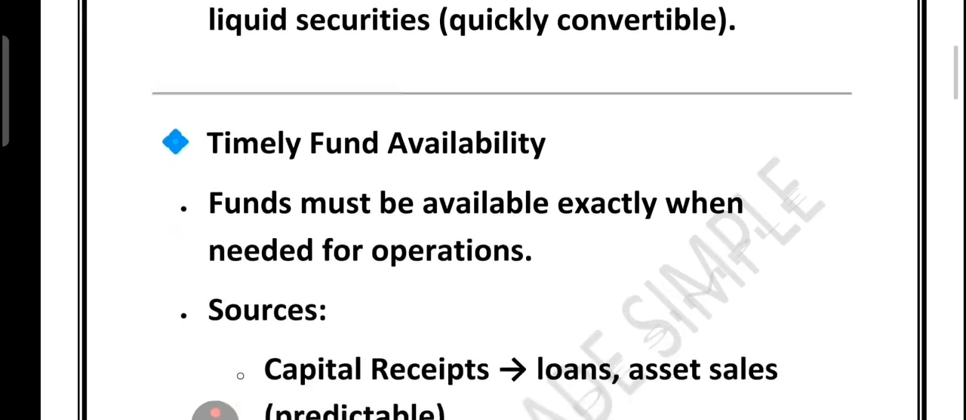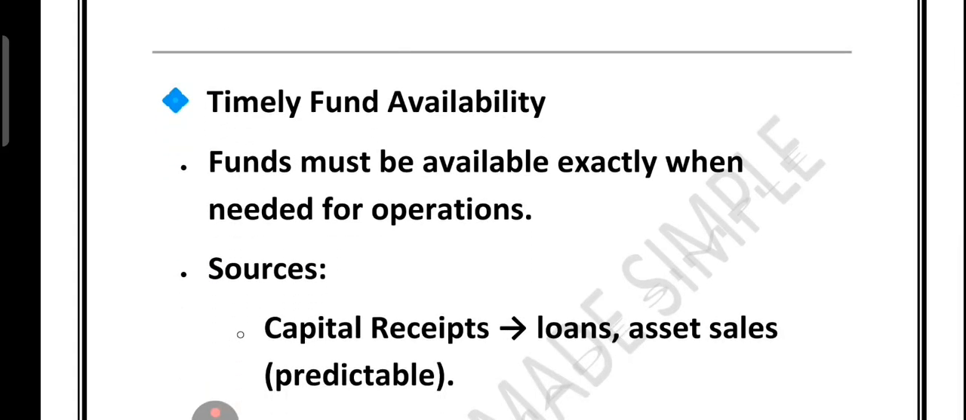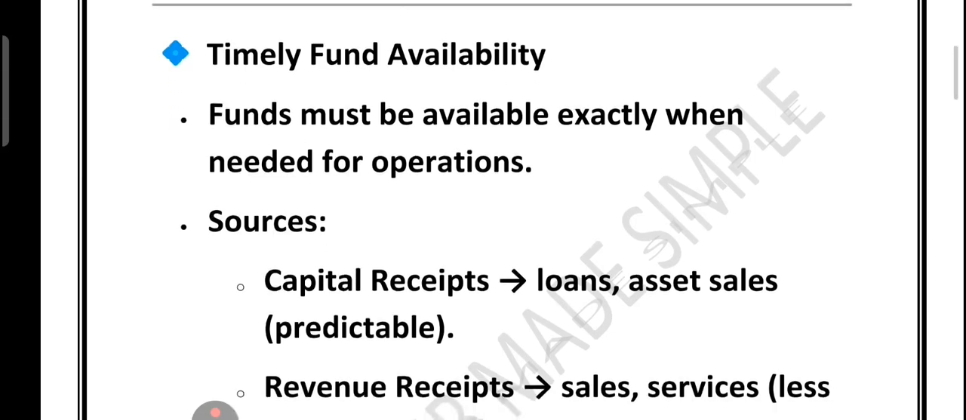Now the next point is timely fund availability. Again I'm reminding you, we are talking about how treasury operation works, right? So the first thing I told you was fund control. The second point is timely fund availability. So the second goal is to ensure that funds are available exactly when required, not too early, not too late.